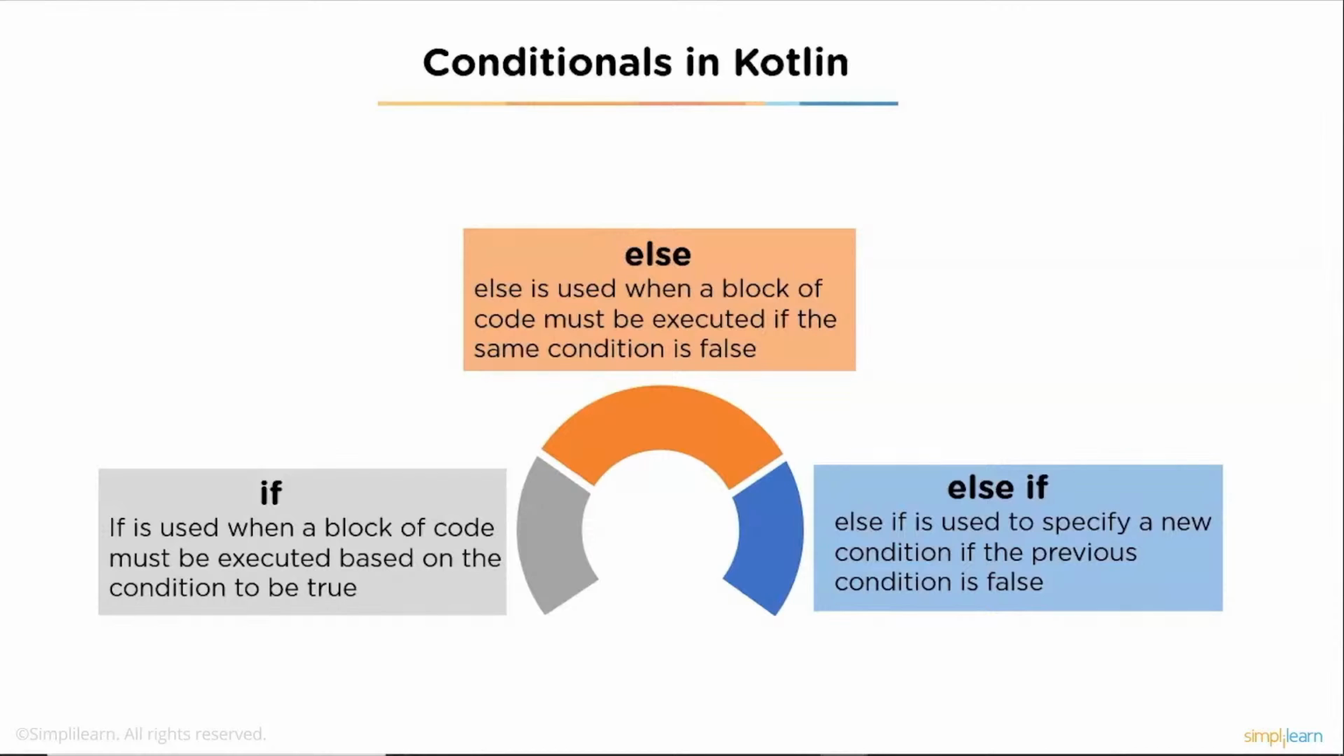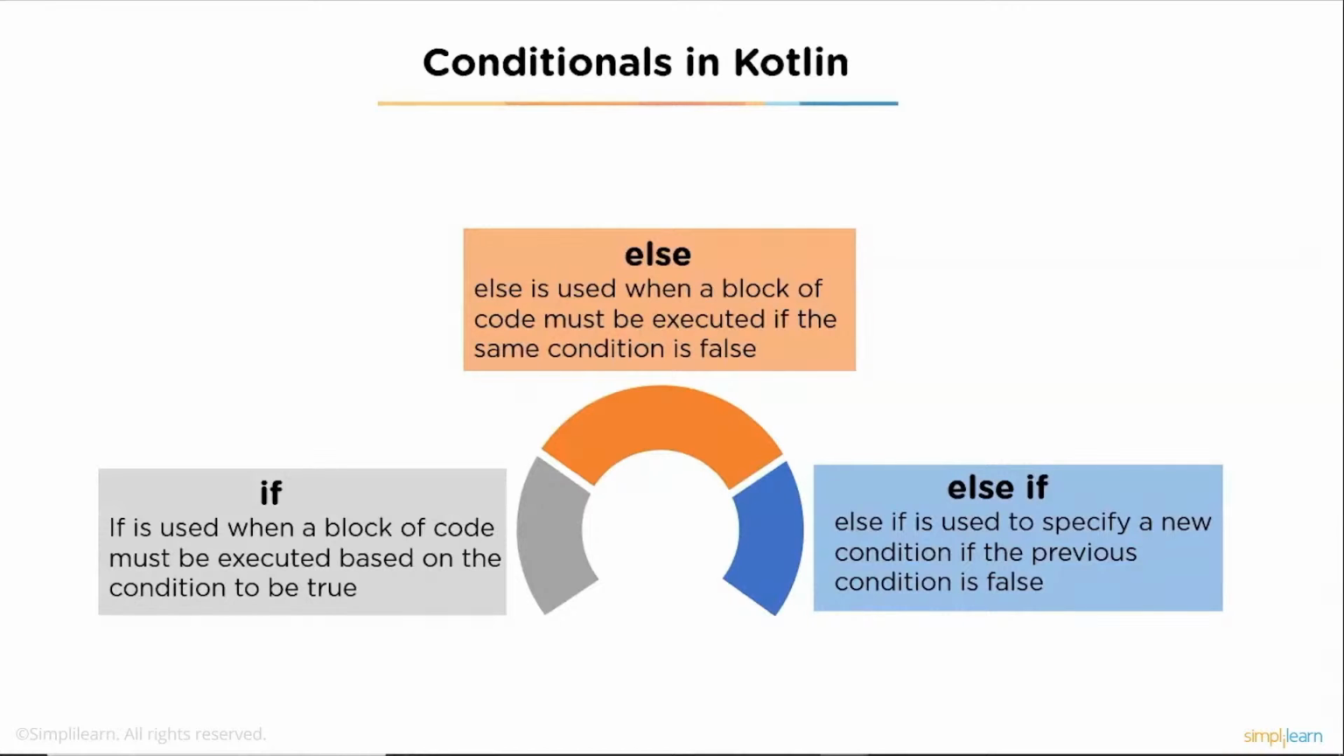So let's have a look at that. First is if statement. If is used when a block of code must be executed based on the condition to be true. Second is else statement. Else is used when a block of code must be executed if the same condition is false. Third is else if statement. Else if is used to specify a new condition if the previous condition is false. We will understand them in detail.